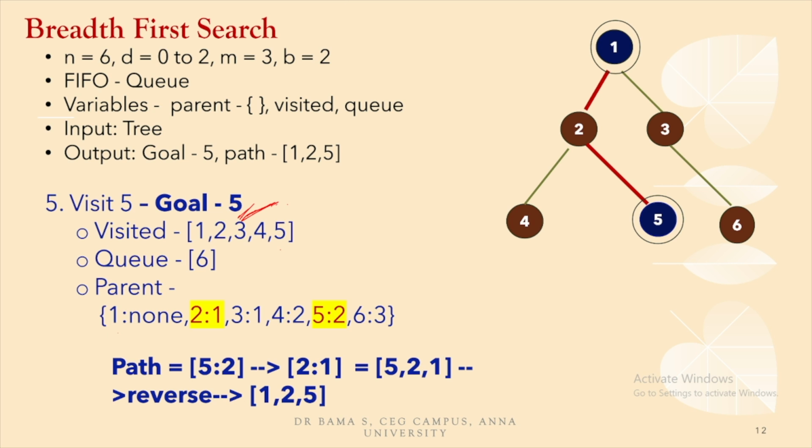It is by means of this parent dictionary. Now the parent dictionary has all these values. From 5 it links to 2, and given this 2 it links to 1. So from 5 to 2 and 2 to 1 it links, which gives us 5, 2, 1. And if we just reverse that list, it is going to be 1, 2, 5, which is this path. So this is how BFS traverses as a queue from 1, 2 and 5.